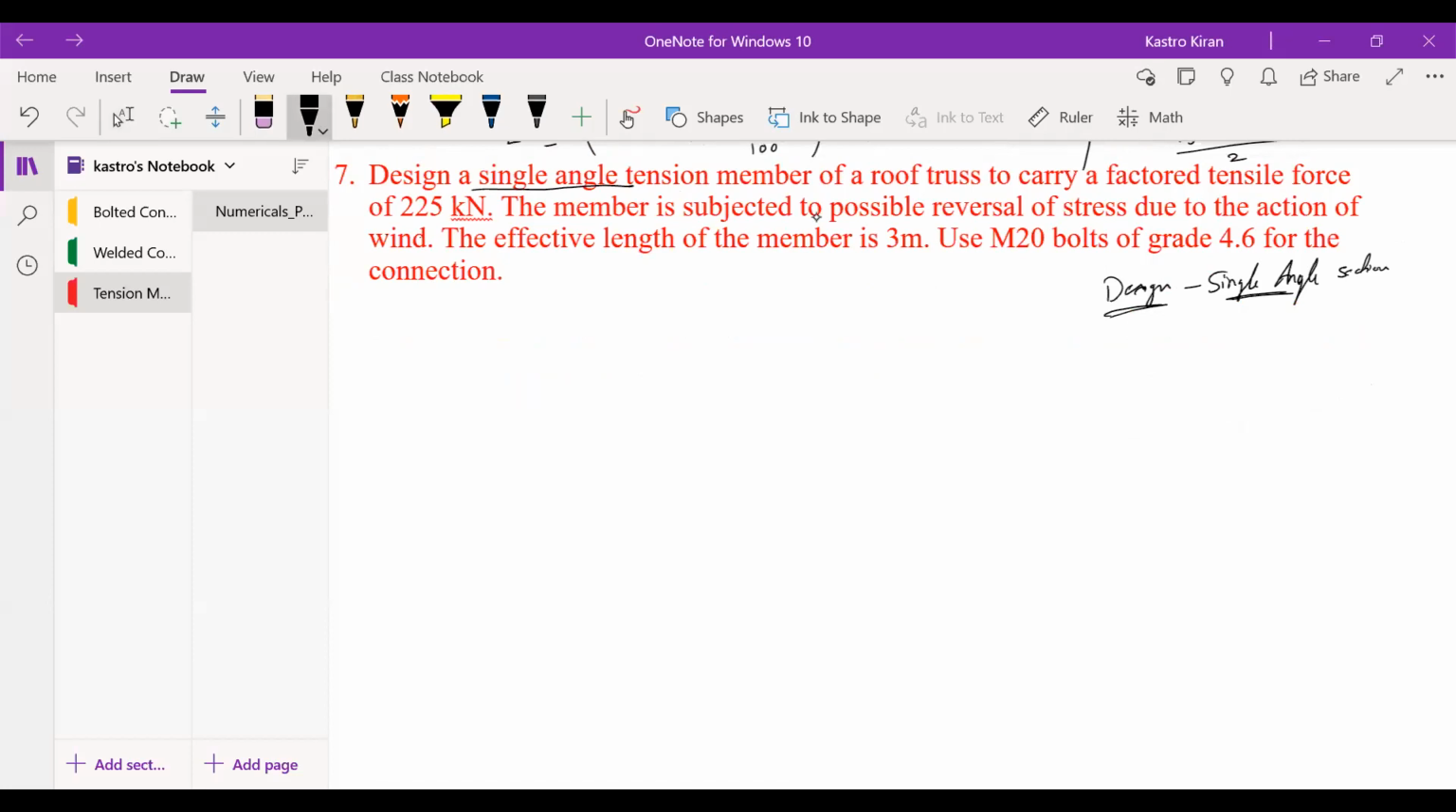As I said earlier, you are going to design a single angle section. There is also a problem based on the design of a double angle section that we will solve in upcoming classes. However, in this problem, the first thing we are going to find out is the area required for the angle section. This is the first thing you have to solve.